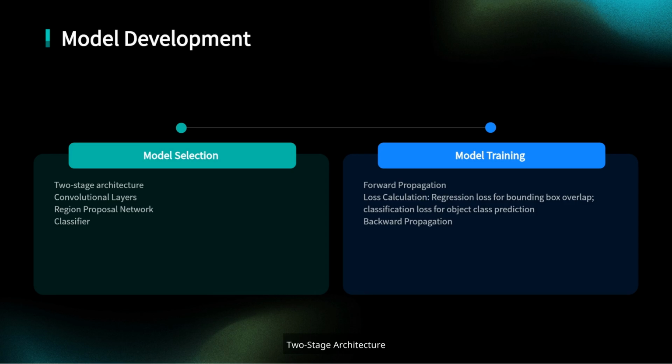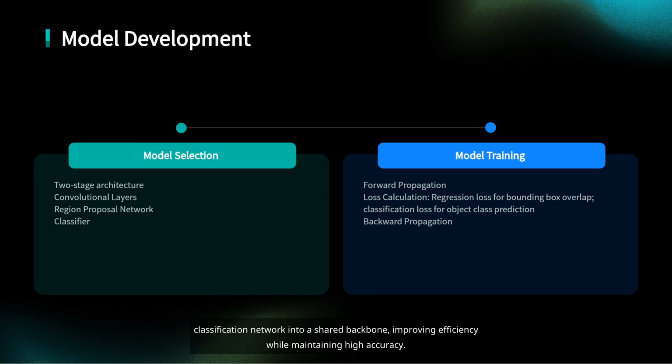Two-stage architecture. The model follows a two-step pipeline. Region Proposal Network. The RPN proposes potential object-containing regions, a few hundred candidates per image. This reduces the search space. Classifier plus bounding box regressor. Each proposed region is then classified, face, license plate, etc., and the bounding box is fine-tuned. A common implementation is Faster R-CNN, which integrates the RPN and classification network into a shared backbone, improving efficiency while maintaining high accuracy.